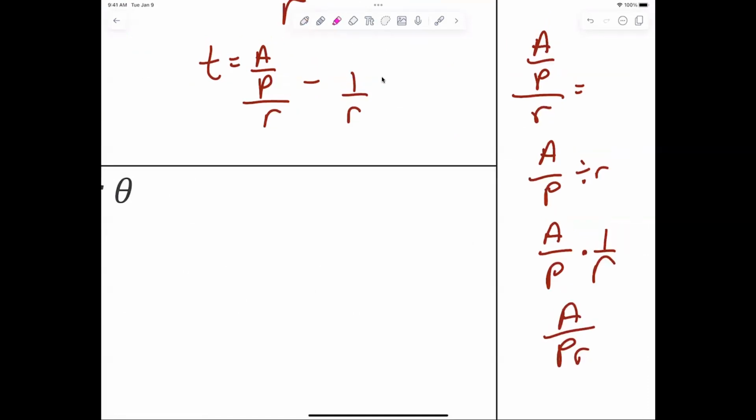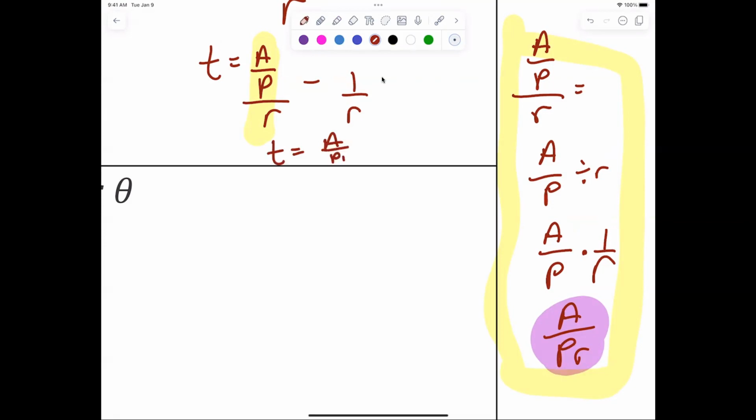Listen to what I'm trying to teach you. Those are the steps right here to change this to this down here. So T is equal to A over PR minus 1 over R. That one's the hard one.